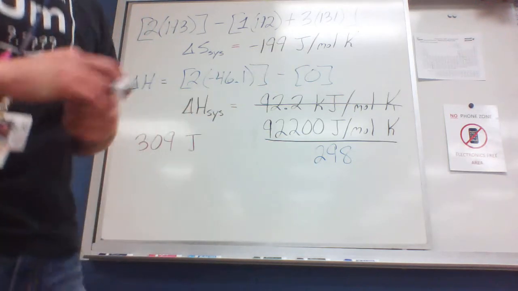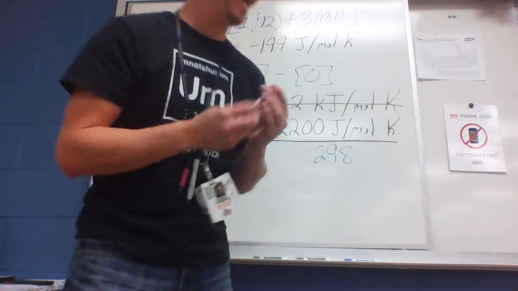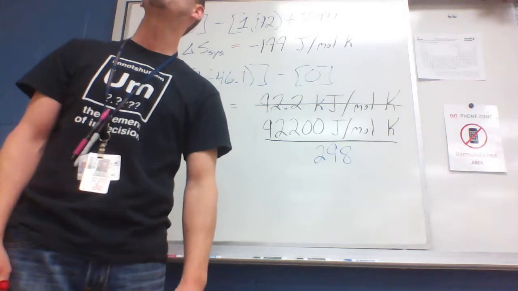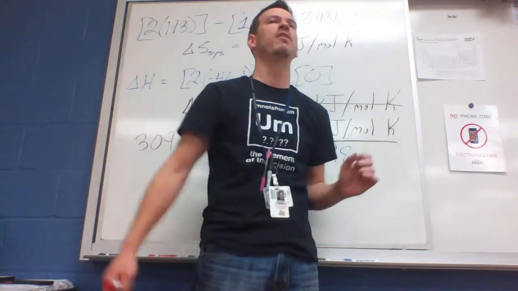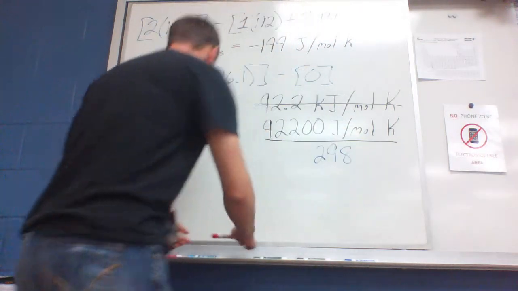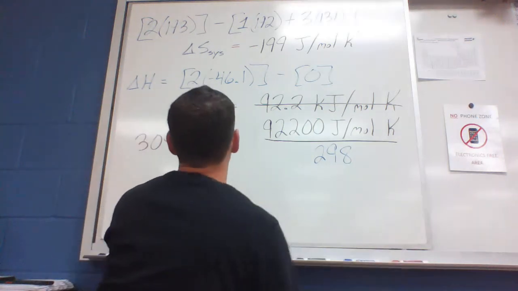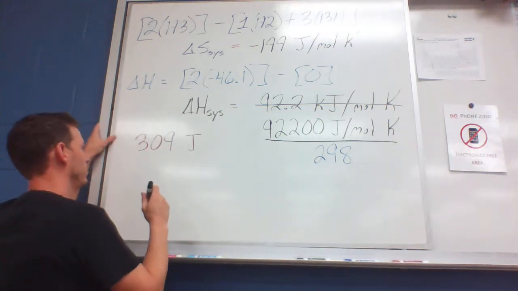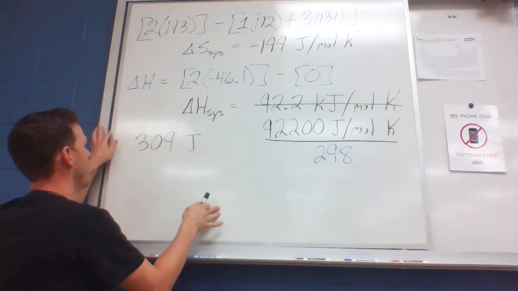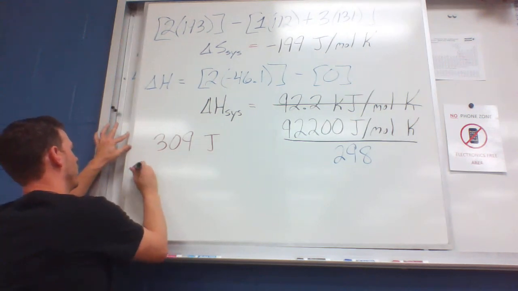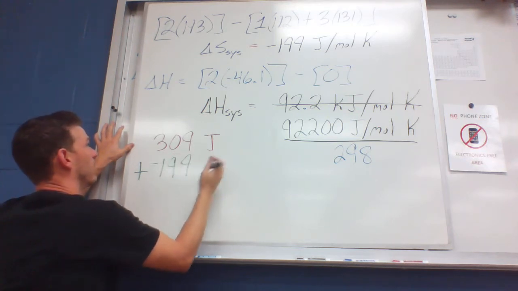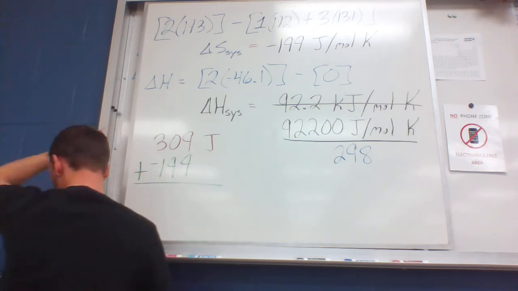All right, the next, Part C says calculate the change of entropy of the universe. Again, go back to the previous slide. What do we do to find that? You're going to add both of them. Just add them up. So 309 plus negative 199 is going to give you 110.